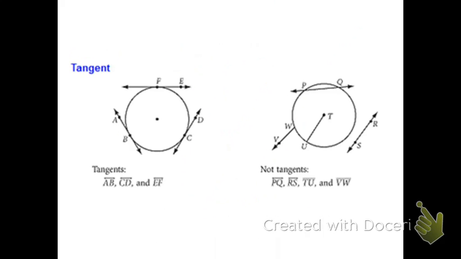And then tangent. Tangent is a line that hits the circle at exactly 1 point. So if you look at A, B, F, E, and C, D on the left, what they have in common is that they have exactly 1 point on the circle. PQ on the right, that's called a secant, which is like a chord, but it's a line, not a line segment. So if you have a line that goes through the circle and hits it at 2 points, it would be a secant. But if it hits the circle at exactly 1 point, it's called tangent.